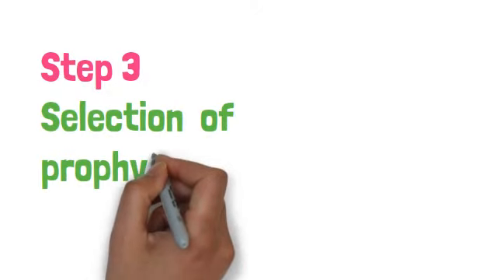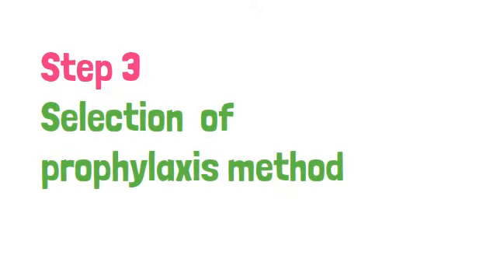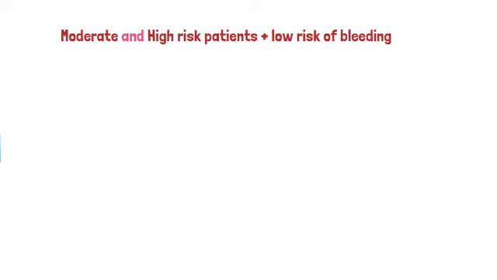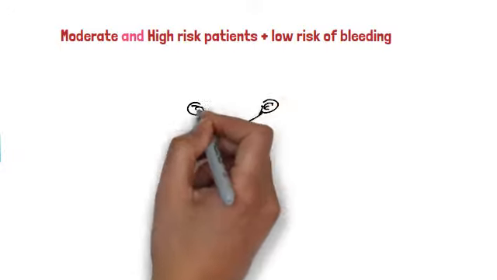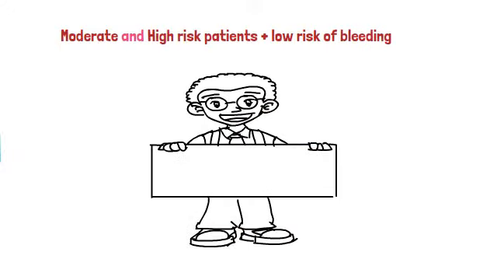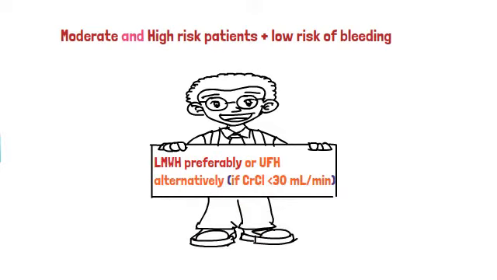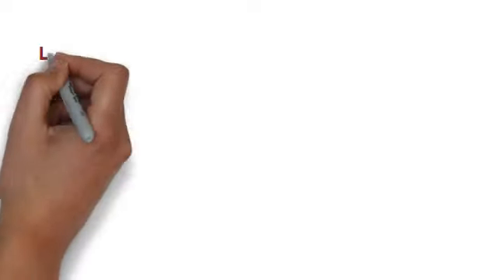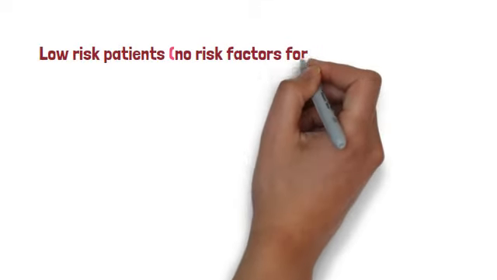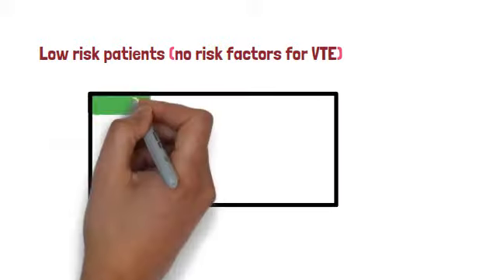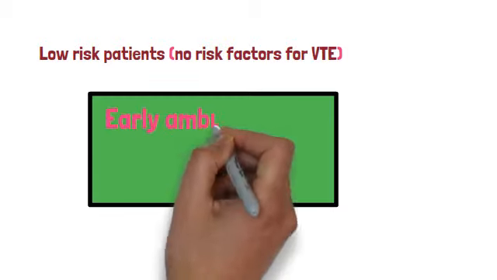Step 3, selection of prophylaxis method. For moderate and high risk patients plus low risk of bleeding, we start low molecular weight heparin, preferably, or unfractionated heparin if creatinine clearance is less than 30. For low-risk patients, we advise early ambulation with or without mechanical methods.